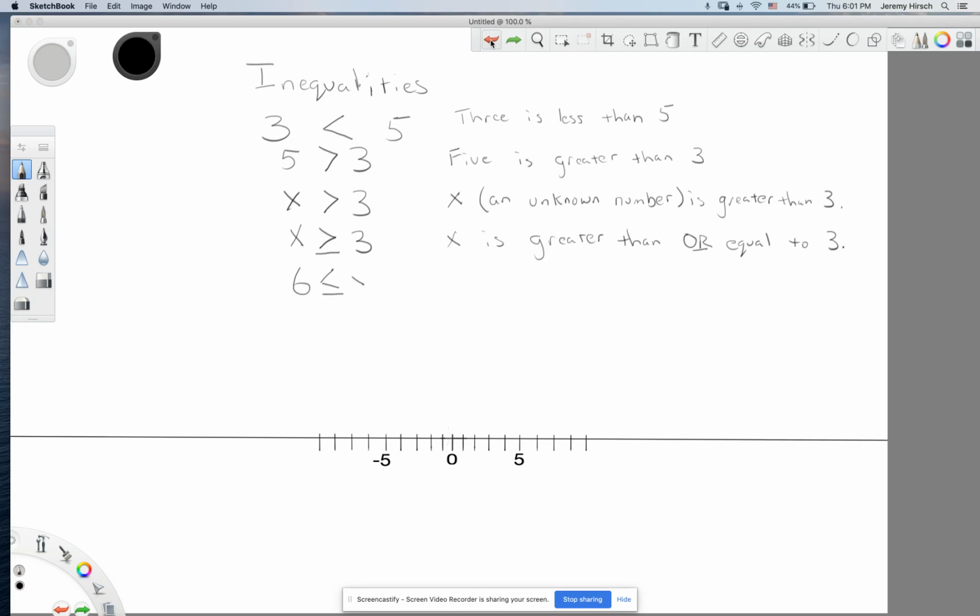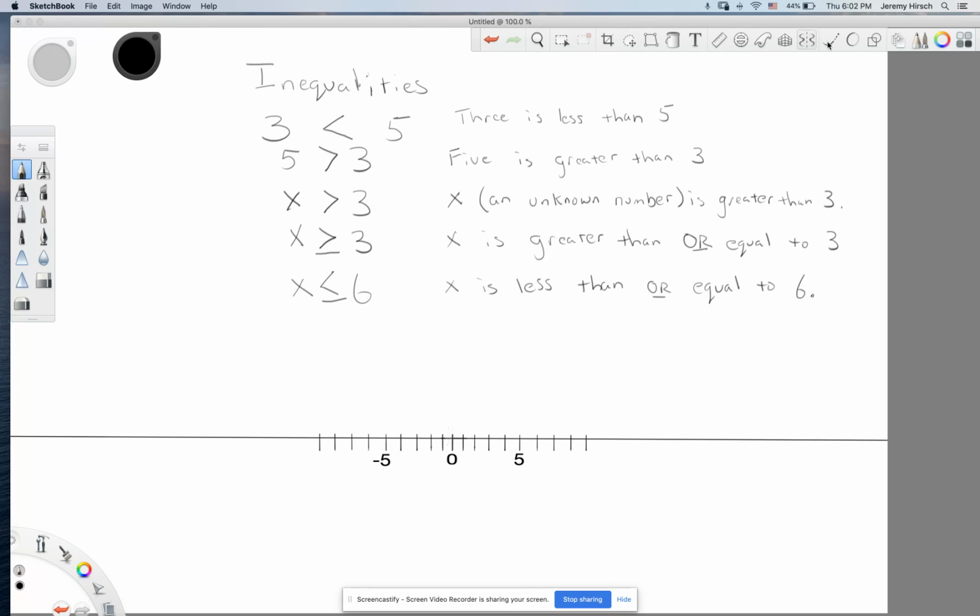Or let's actually do that differently. Let's say x is less than or equal to 6. X is less than or equal to 6. Now, we must know how to graph these.